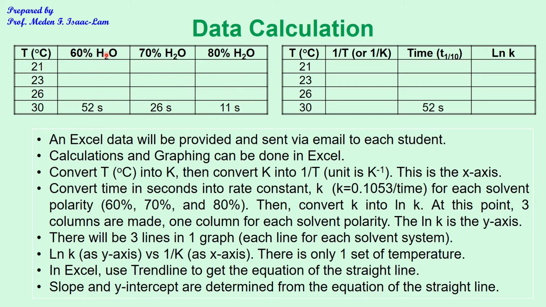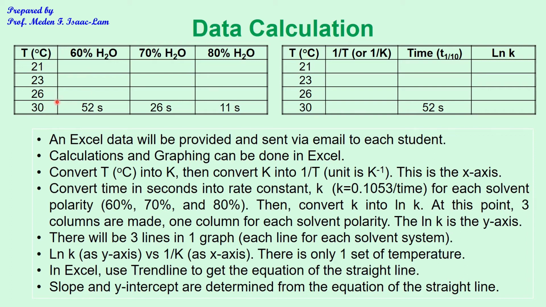So for 60% water, you will have 3 more times corresponding to 3 more temperatures. The same thing for 70%, you will have 3 more data points. And then 80%, the same thing. 3 more data points corresponding to 3 different temperatures. So calculations and graphing can be done in Excel. So you can just expand on this template.